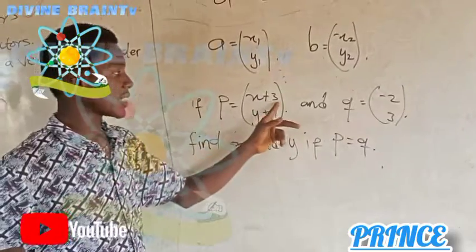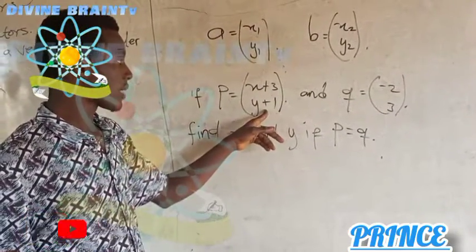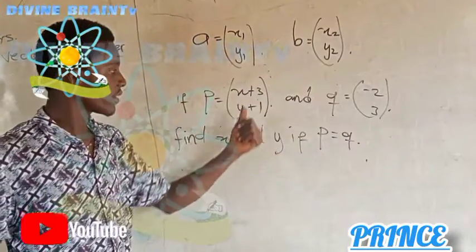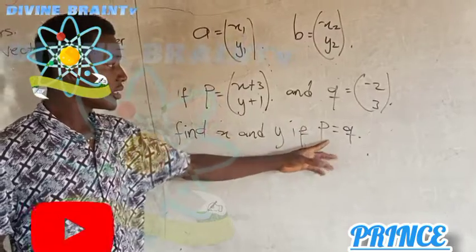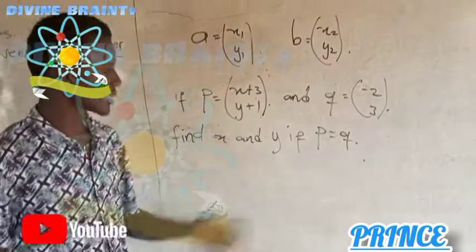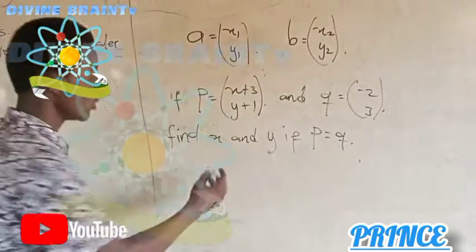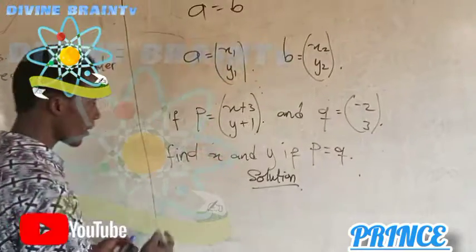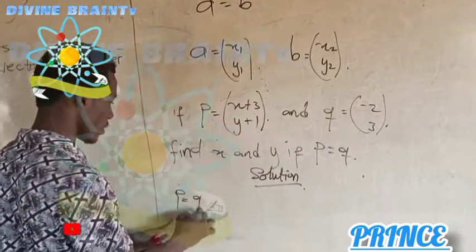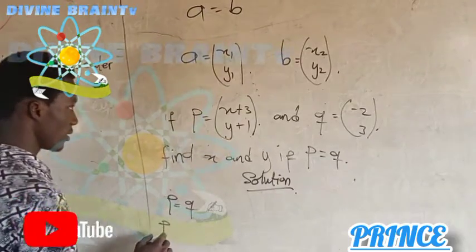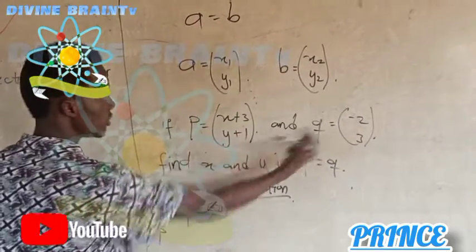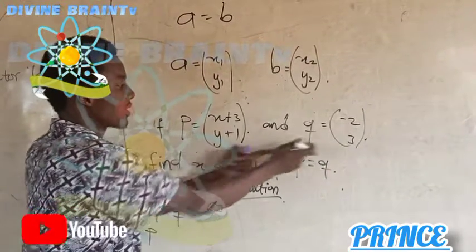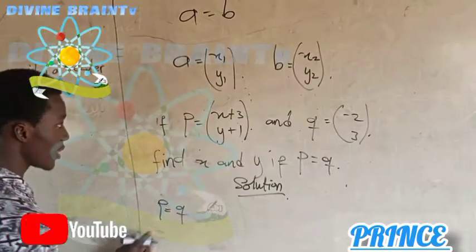Vector P is equal to (x plus 3, y plus 1), and Q is equal to (minus 2, 3). It asks us to find the values of x and y if P is equal to Q. This is a typical example of equality of vectors. So let's do the solution. We know that if P is equal to Q, then P is equal to that. So we will equate the vector P here to the vector Q. Very simple.